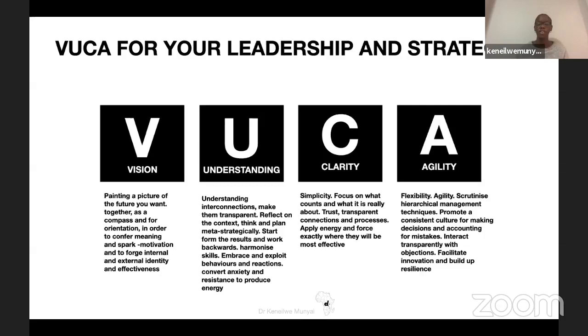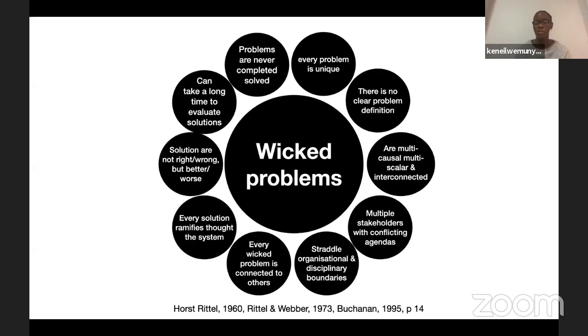And of course, design becomes very critical when we are dealing with wicked problems. When we're talking about wicked problems, we're talking about problems that are unique, where there is no clear definition, and there are multiple causes, and they are interconnected to other issues.